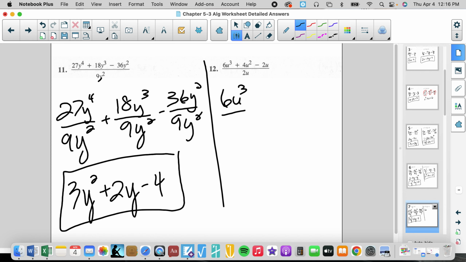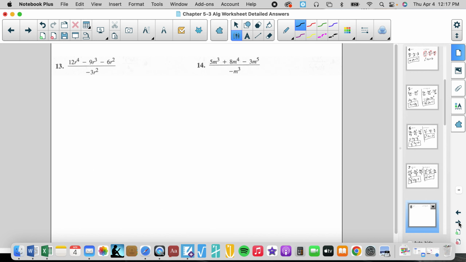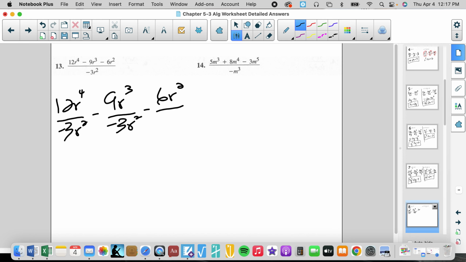6u to the 3rd over 2u plus 4u squared over 2u minus 2u over 2u. That's 3u squared plus 2u minus 1. I mean, these are good questions, great problems, really good at just getting some good reps in here and seeing, are you proficient in your speed and accuracy?